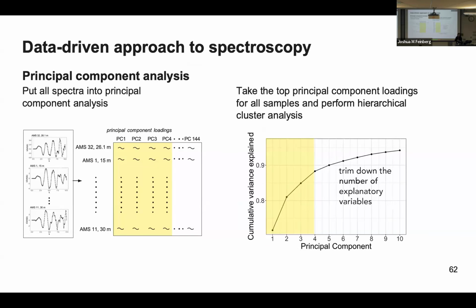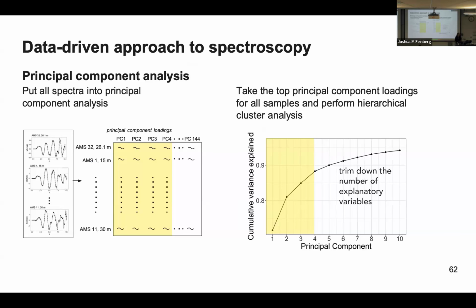So then to do hierarchical cluster analysis, instead of taking all the principal components, we only took the top 4 principal component loadings, because as you can see here, the top 4 principal component loadings explained almost 90% of the variance in our data.